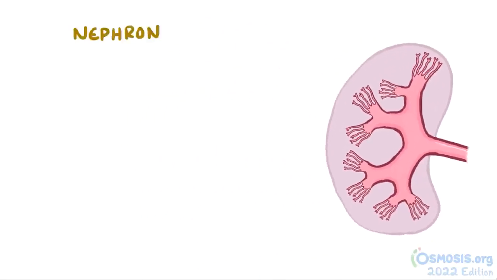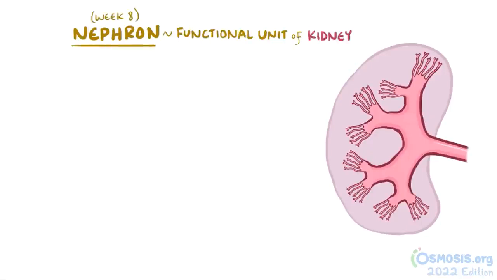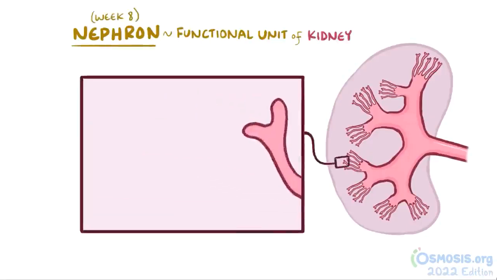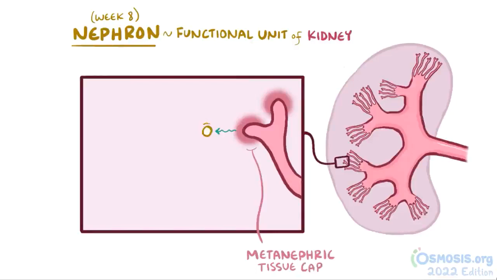Now, the nephrons are the basic functional unit of the kidney, and start forming during week 8. Zooming in a little bit, we see that each newly formed collecting duct is surrounded by a cap of metanephric mesoderm. Cells in the collecting tubules, which come from the ureteric bud, signal the nearby metanephric mesoderm to form round cell clusters called metanephric vesicles.